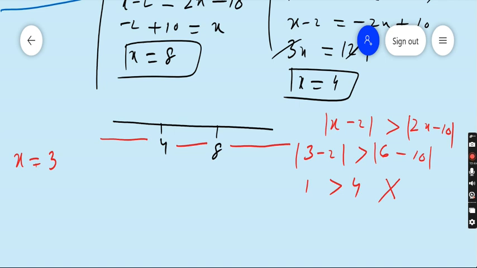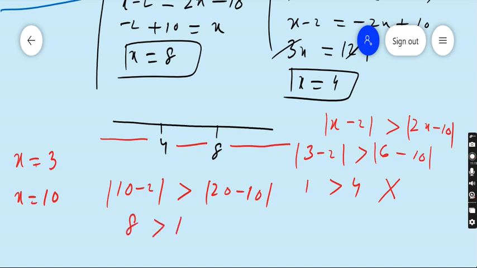It means not included. Now take the right-hand side of 8, any value which is on the right-hand side of 8. So I am taking, for example, 10. So our absolute inequality is given: x minus 2, this time is 10 minus 2, greater than 2 tens are 20, 20 minus 10. 10 minus 2 is 8, 20 minus 10 is 10. And this is again excluded because 8 cannot be greater than 10.